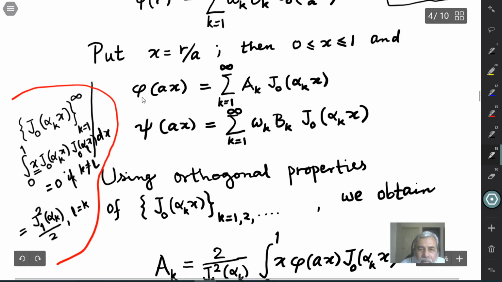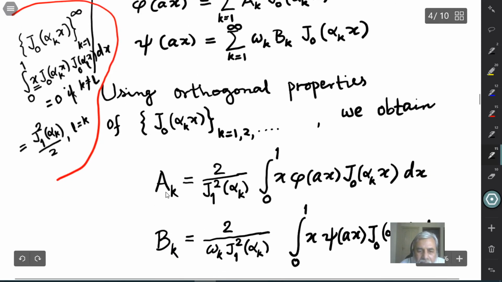So for example, in order to determine ak, you multiply both sides by J0 alpha kx, and again multiply by x, and you just integrate over 0 to 1. Okay, so on the right hand side all the terms will be 0 except that particular k, and that determines this ak. Ak comes with this coefficient, so when you divide by that, you get that.